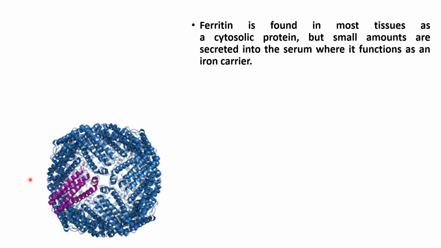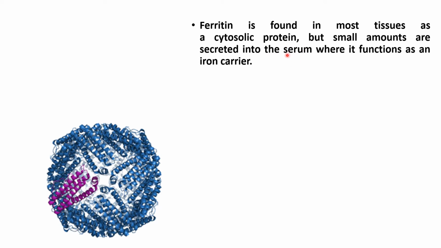Ferritin is found in most tissues as a cytosolic protein, but small amounts are secreted into the serum, where it functions as an iron carrier. So, ferritin is found as a cytosolic protein in almost all tissues. Cytosolic protein means the protein molecules that do not bind to the cell membrane. Ferritin in small amounts is secreted into serum, where it functions as an iron carrier.